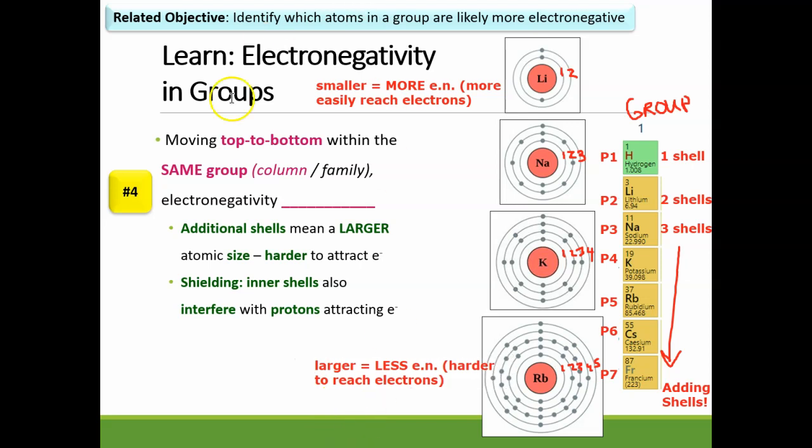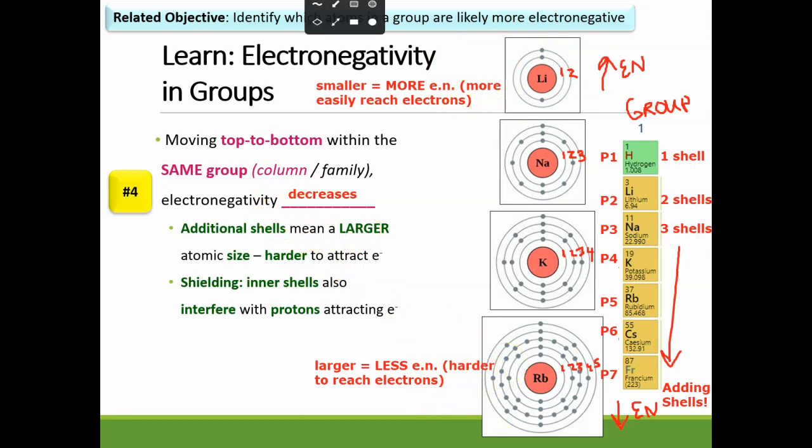So based on that, it should make sense that if we have really high electronegativity up here and really low electronegativity down here, then as we go from top to bottom, our electronegativity is decreasing, right? We're getting larger, and so it's getting harder to attract electrons. So again, moving from top to bottom, electronegativity decreases. And this is kind of wild to think about, but the smaller you are, the more electronegative you are. So at the top of our groups, we're more electronegative. At the bottom, we're less electronegative.